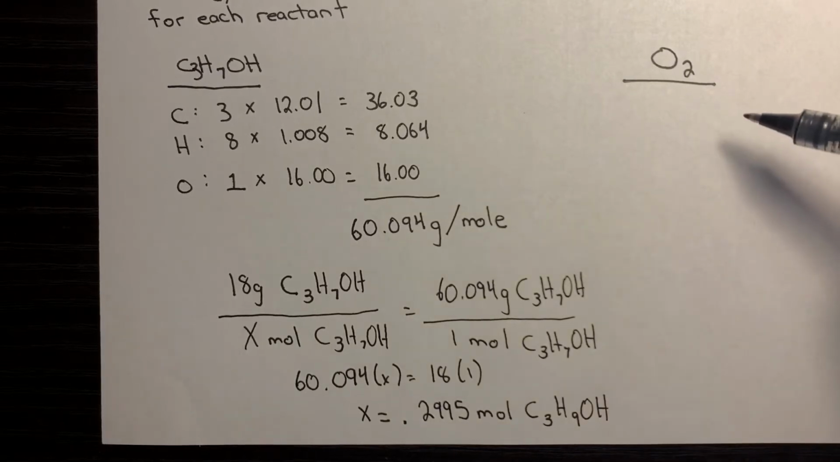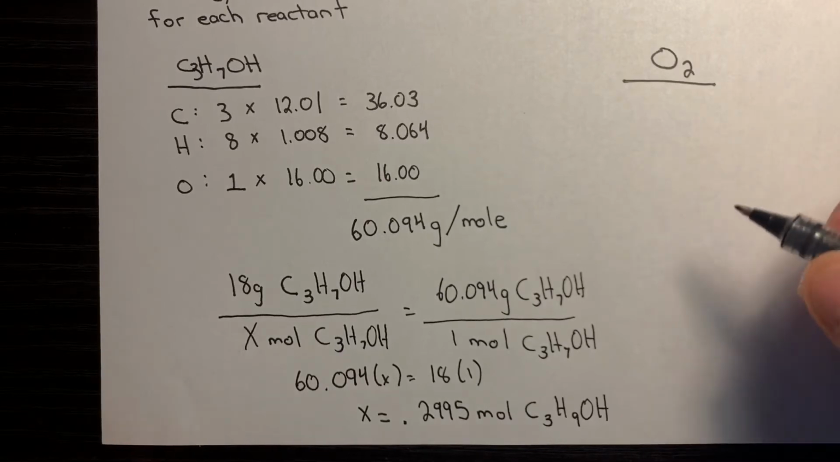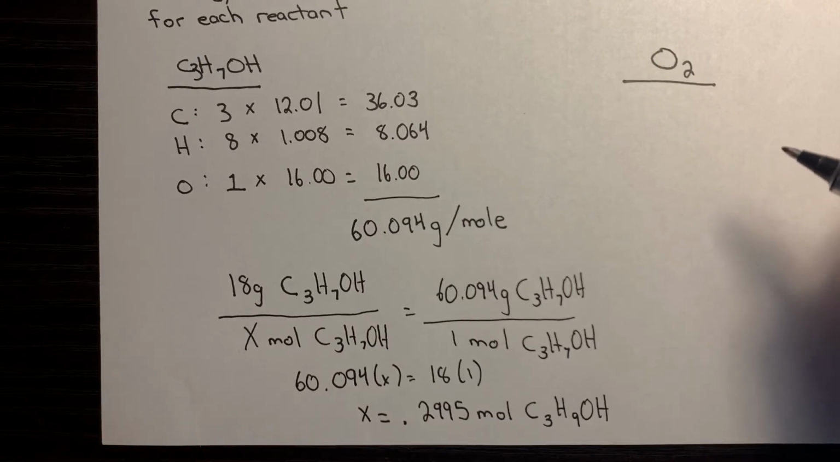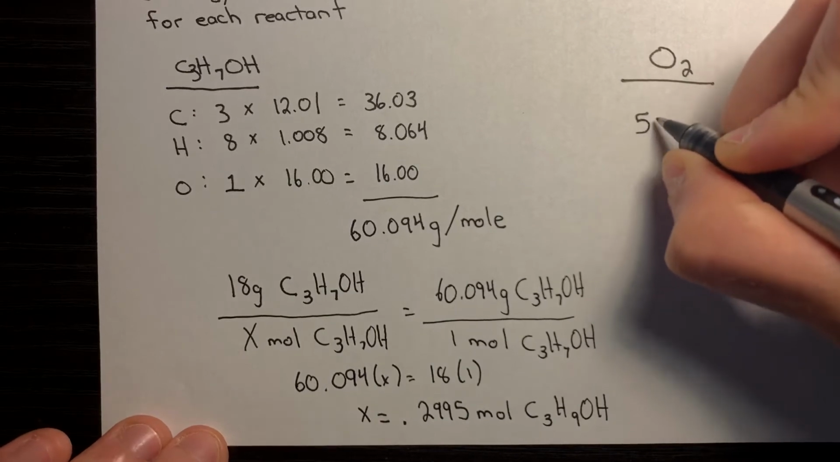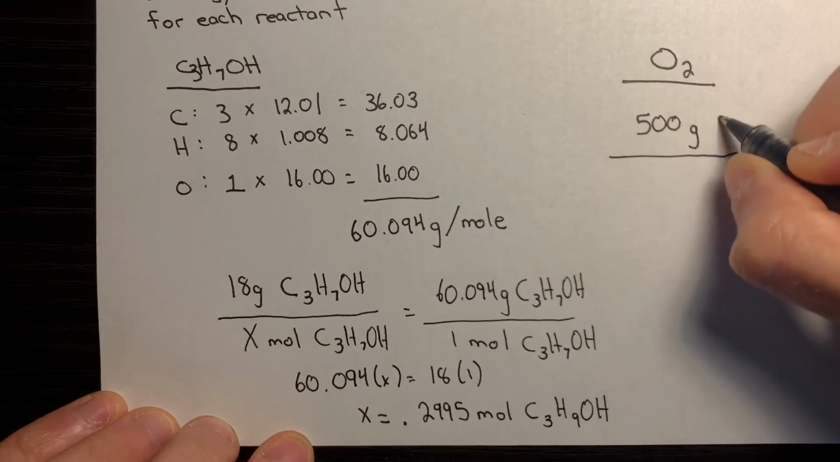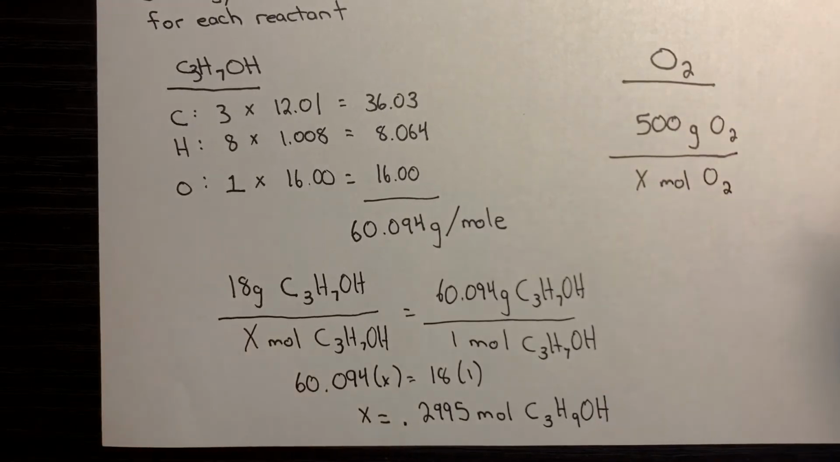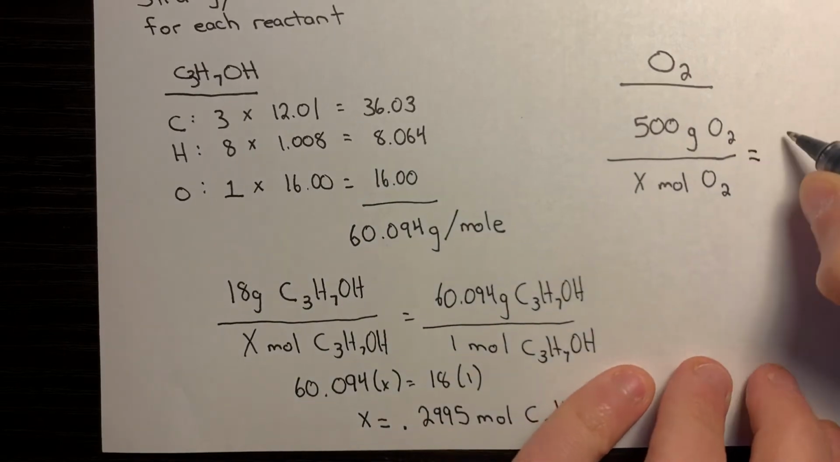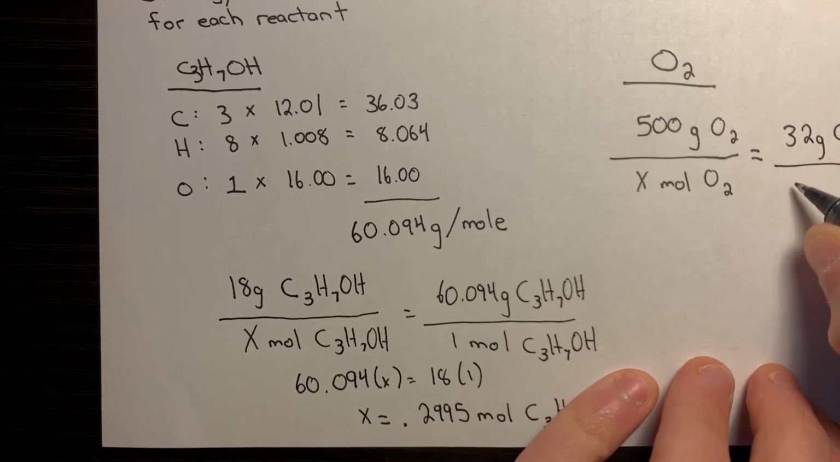The same thing for oxygen. I want to figure out the number of moles. I'm not going to walk through how to solve for the molar mass. The molar mass of oxygen is 32 grams per mole. So I'll go straight away into the conversion. So I'm provided with 500 grams. I'm trying to figure out how many moles that actually correlates to. So some X moles of oxygen. And this is going to be equal, again, to our 32 grams of O2 over 1 mole of O2.